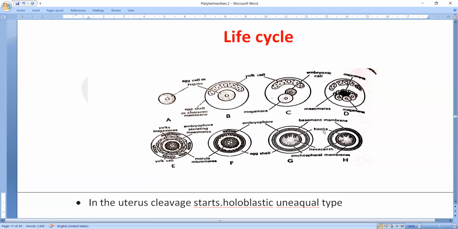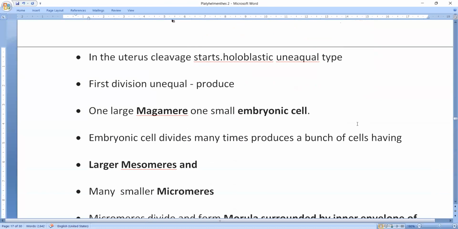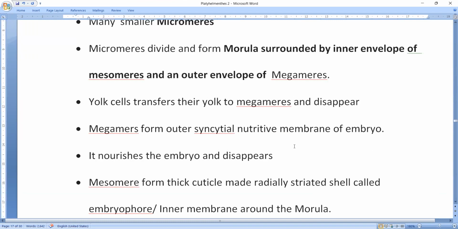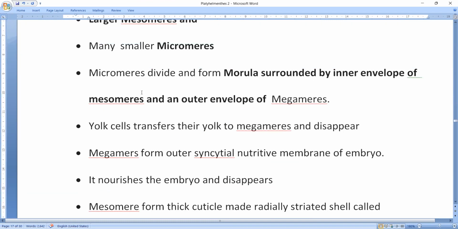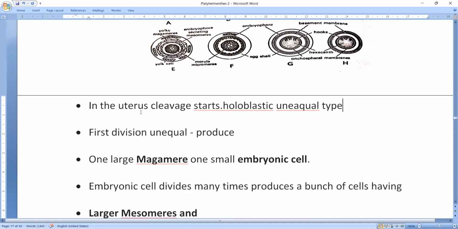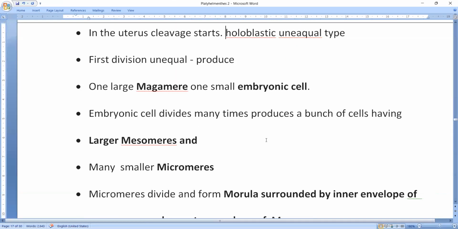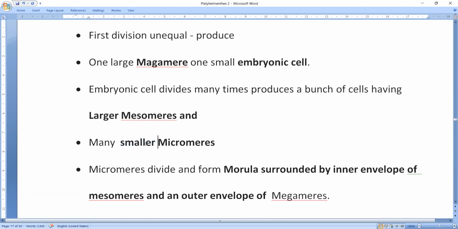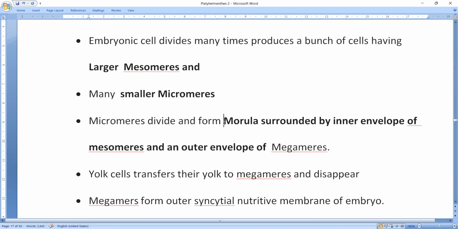Here it occurs within the gravid proglottid, after apolysis. You can see, in the uterus cleavage starts. It is holoblastic unequal type. The first division is unequal to produce a megamere and one small embryonic cell. The embryonic cell divides many times and produces a bunch of cells having larger mesomeres and many smaller micromeres. Embryonic cell రెండు cells ని produce చేస్తుంది. Mesomeres and micromeres divide and form morula.